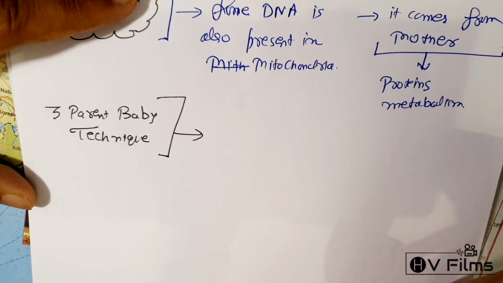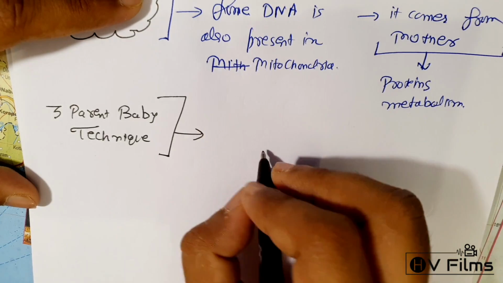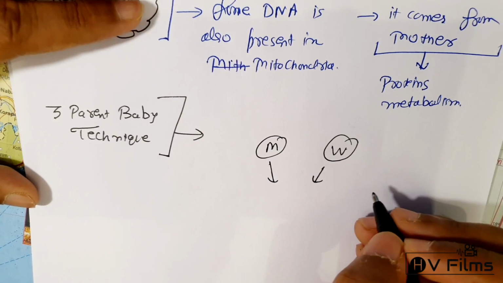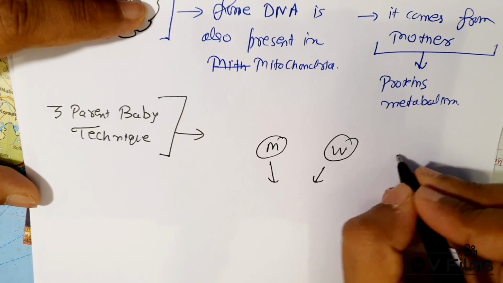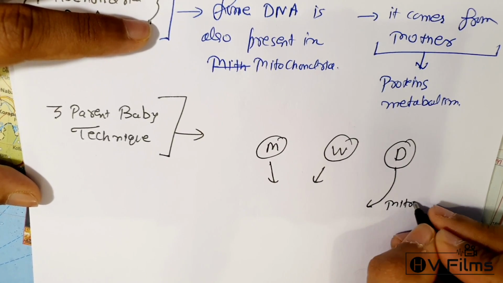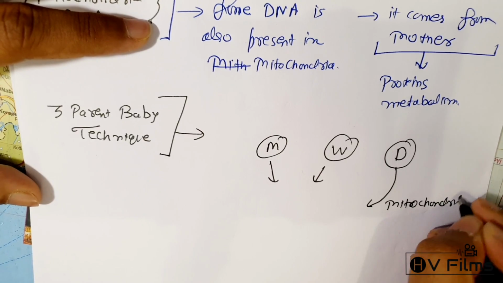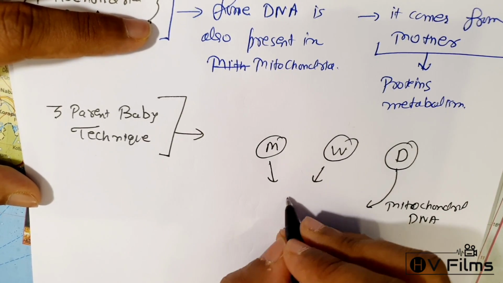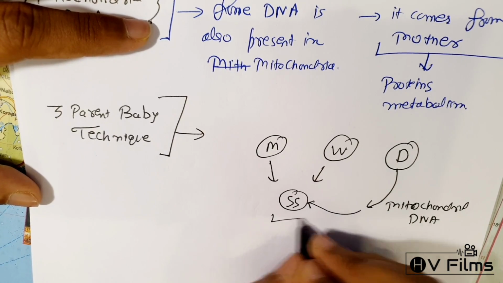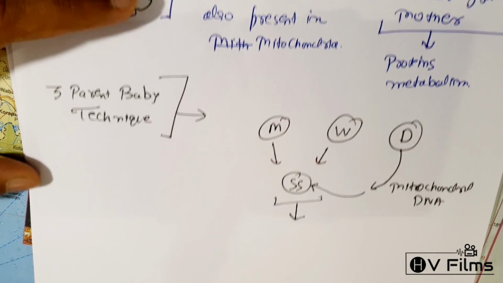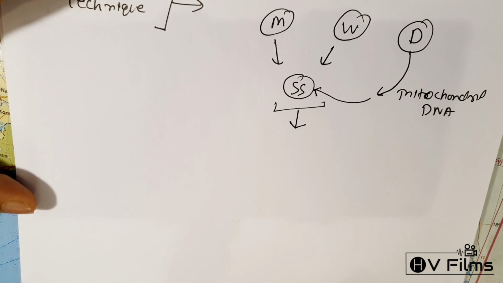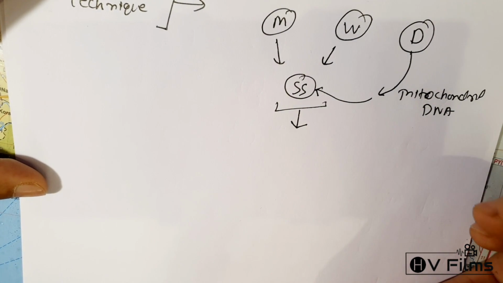So in order to rectify such a thing, what generally happens is, we have a man, we have a woman from whom we have a chromosome, but there is also a donor woman here. The donor woman will provide mitochondrial DNA, and that mitochondrial DNA will also be transferred. Because of this technique, the fetus which is born will be free from any problems and defects. This whole procedure is called the 3-parent baby technique.